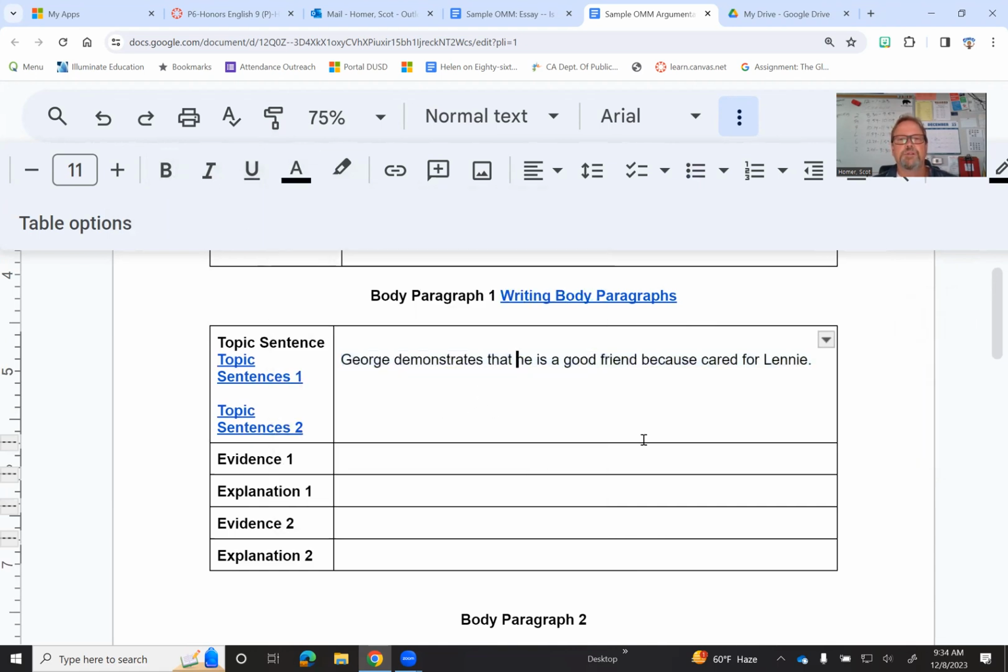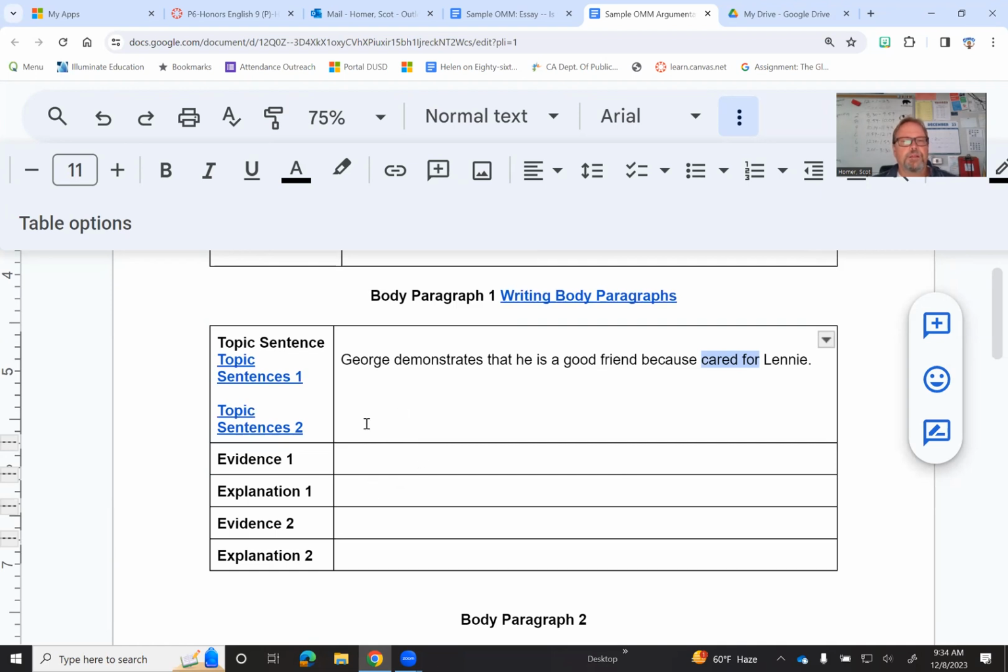George demonstrates that he is a good friend because he cared for Lenny. Now, this is an important part, cared for. Cared for is a very general term. There's no specific detail on what it means to care for Lenny. It's kind of a general statement. And that's really what you want to do in your topic sentence. You want to give a more general statement. Because then when you're going to put in the evidence and the explanation, you're going to put specific examples that show how he cared for Lenny. All right.